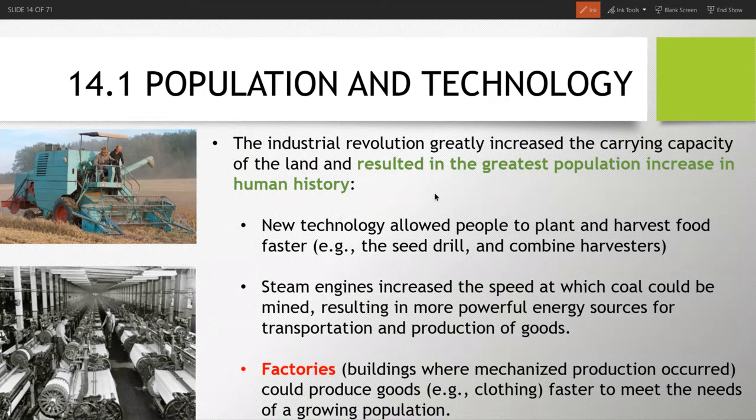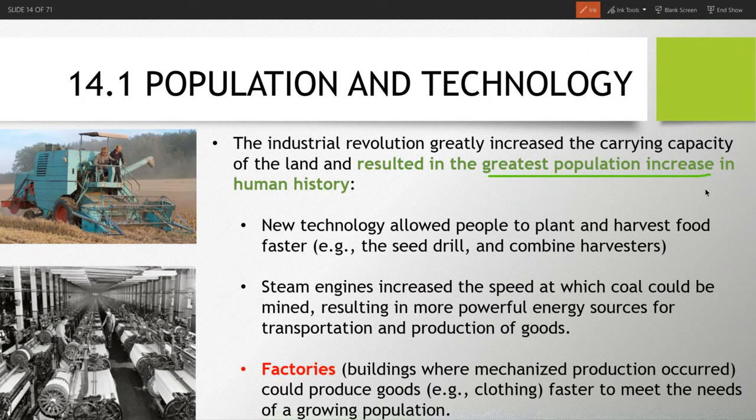And so you get much larger populations in city areas. So it's the start of actually when we get a shift from people mostly living in rural areas to mostly living in urban areas. Another massive change for human society. The Industrial Revolution greatly increased carrying capacity of the land and resulted in the greatest population increase in human history.